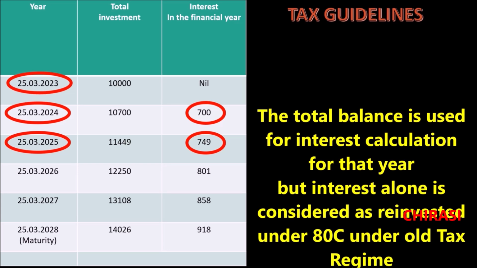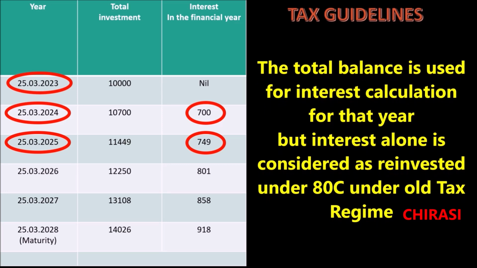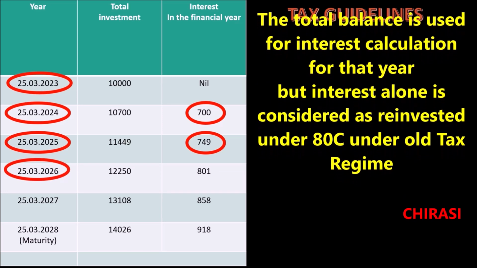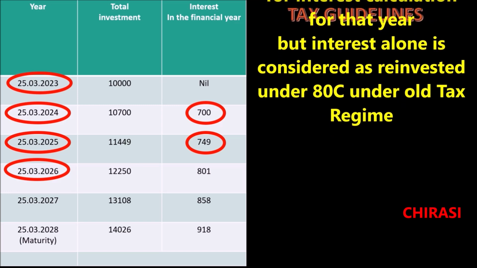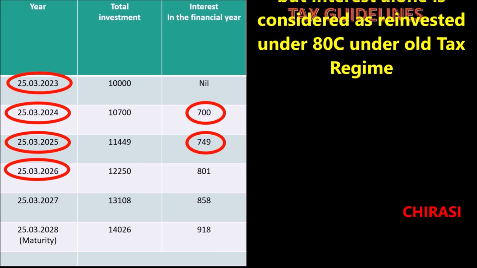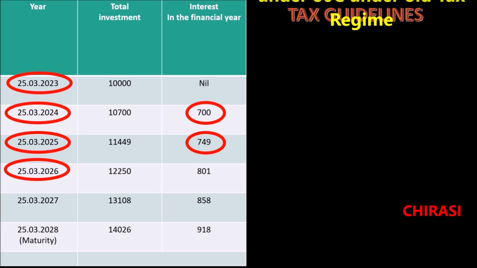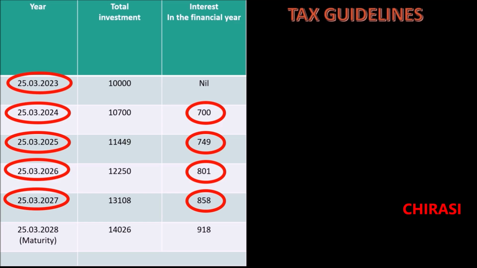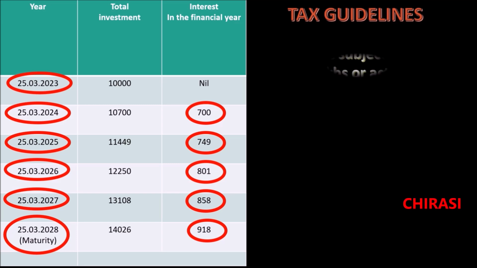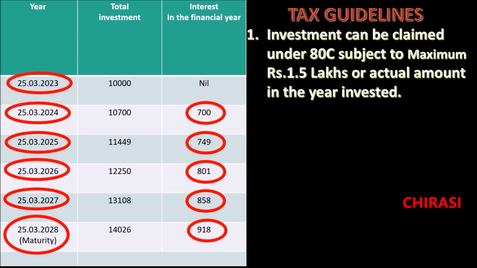Similarly, in the second year, the interest of rupees 749 is added to the previous total, so it is 11,440. During the third year, it is 801. In the fourth year, the interest of 858 is added. Again, in the fifth year, 918 is considered as interest and the maturity amount is 14,026. But this amount is not reinvestment.